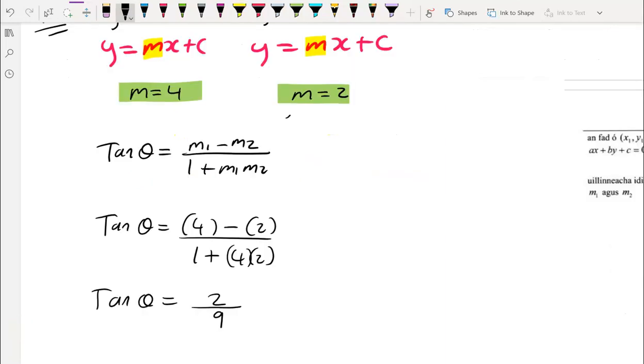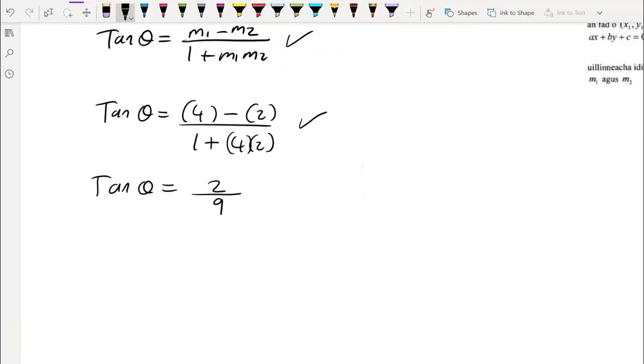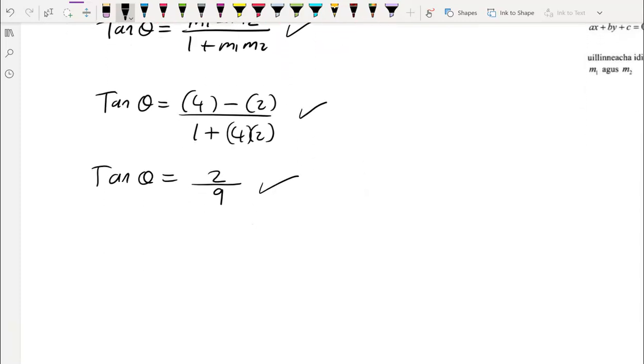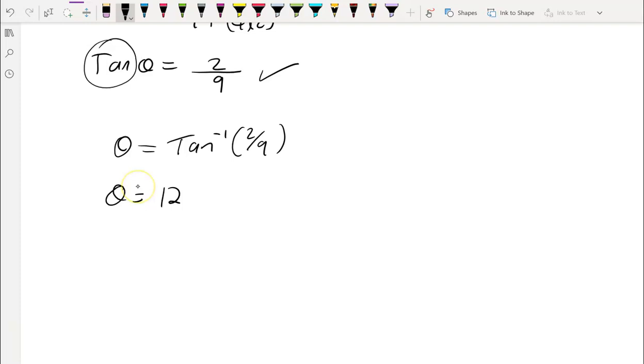When you sub those into your angle between two lines formula, you'll end up with tan theta is equal to 2/9. But it's theta that we want. So we want to separate tan and bring it over. You remember from junior cert, that becomes tan inverse of 2/9. Make sure your calculator is in degree mode. That gives us 12.53 degrees, or to the nearest degree, that's 13 degrees.